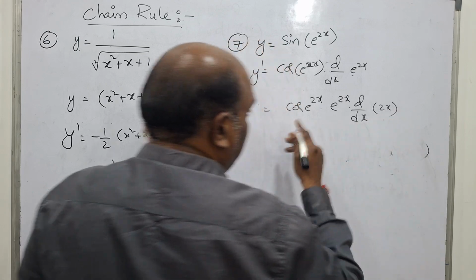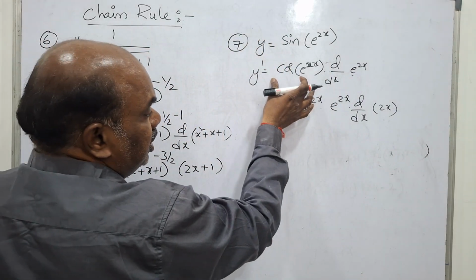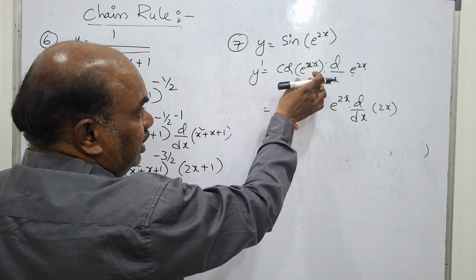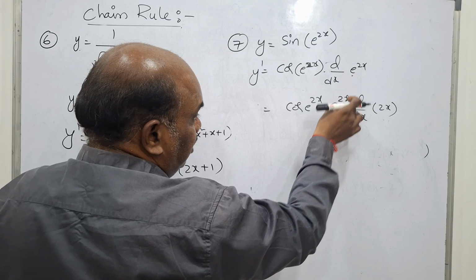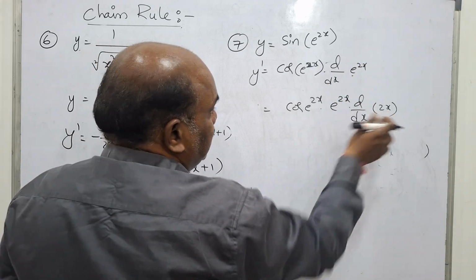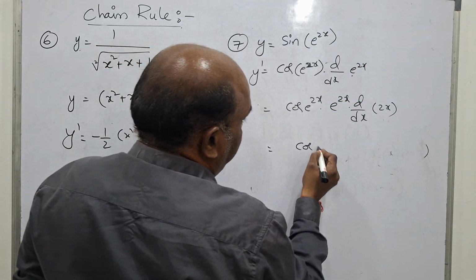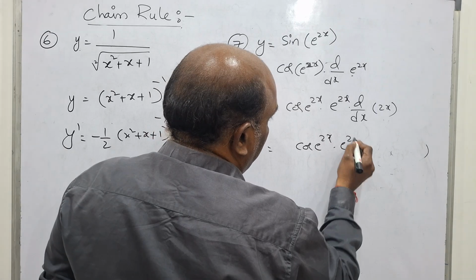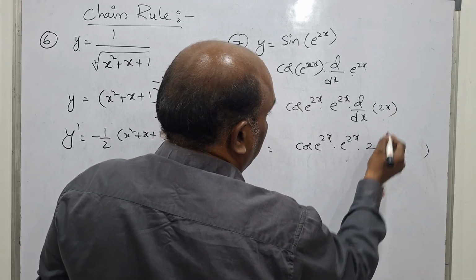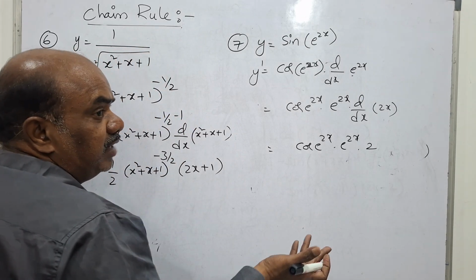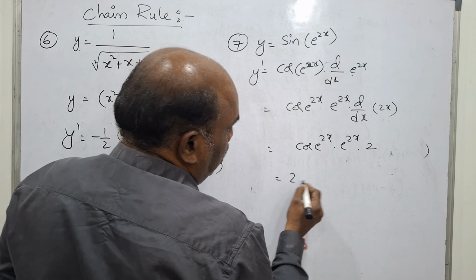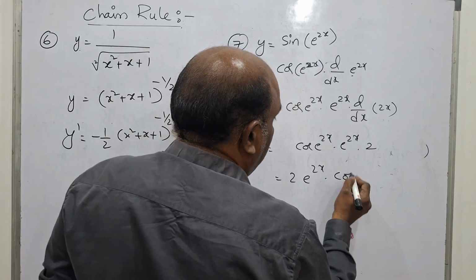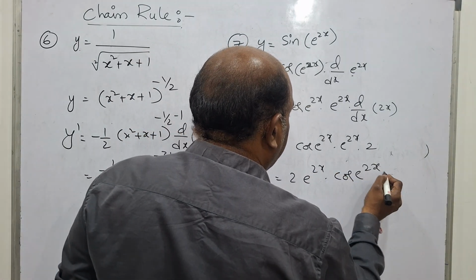Like this, you need to apply the chain rule. First the differentiation of cos x, but x is not there; there is a function. Again differentiate this function, a power function, and again differentiate it. Cos e power 2x into e power 2x into the differentiation of 2x, which is 2. The differentiation of x is 1, because x power 1 gives 1 into x power 1 minus 1. So 2 e power 2x into cos e power 2x is the answer.